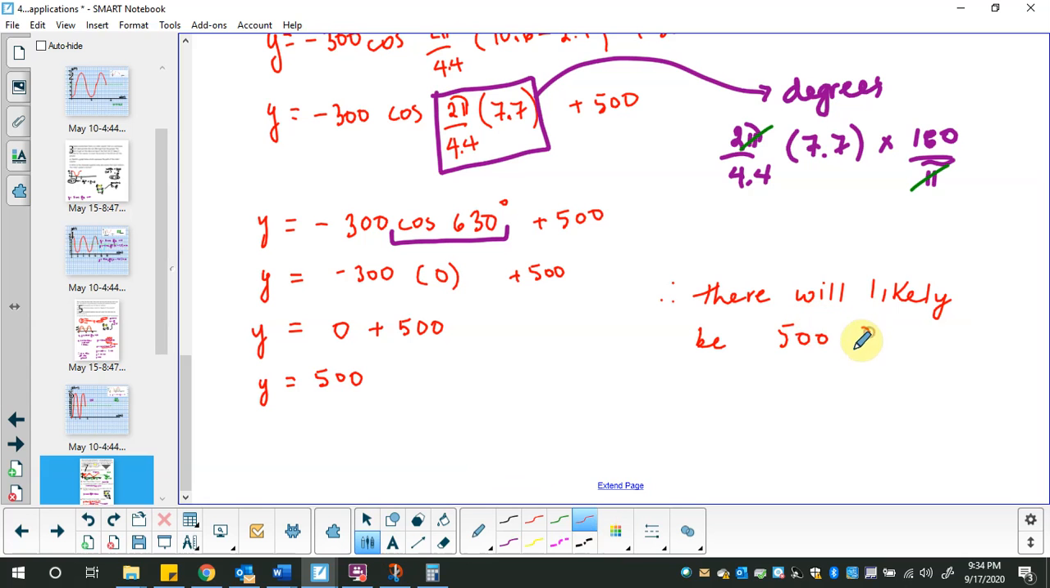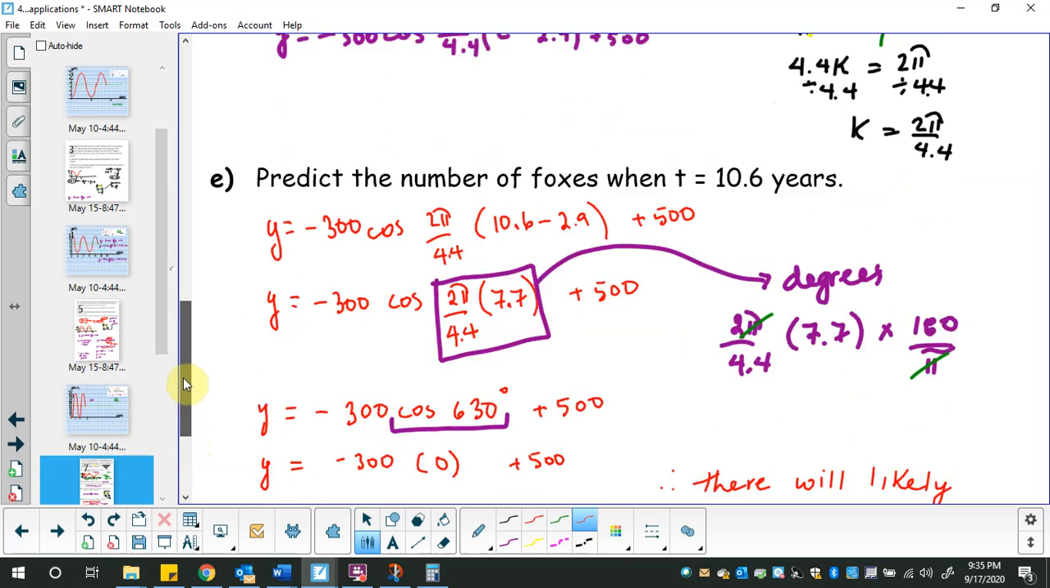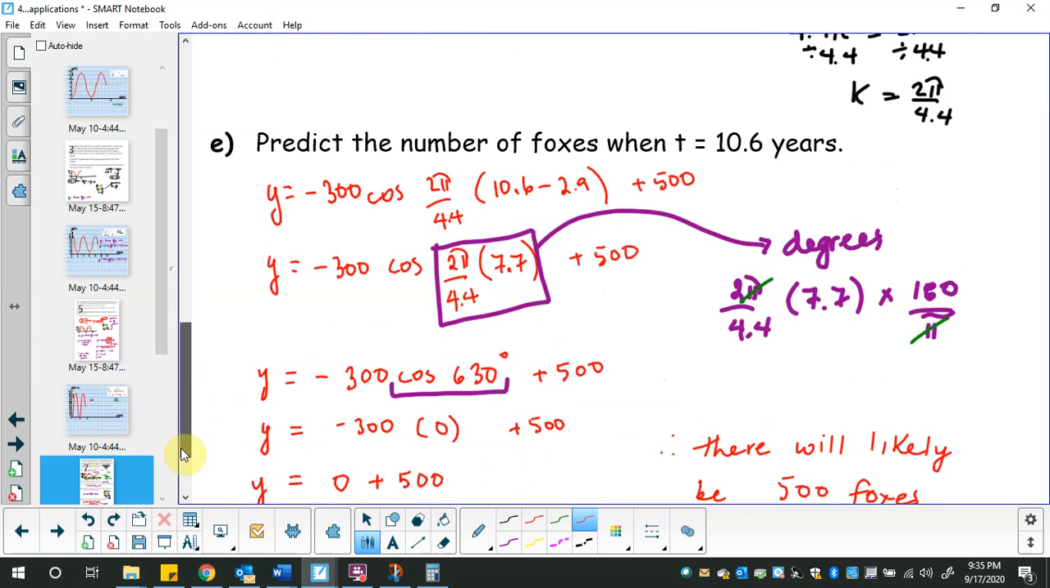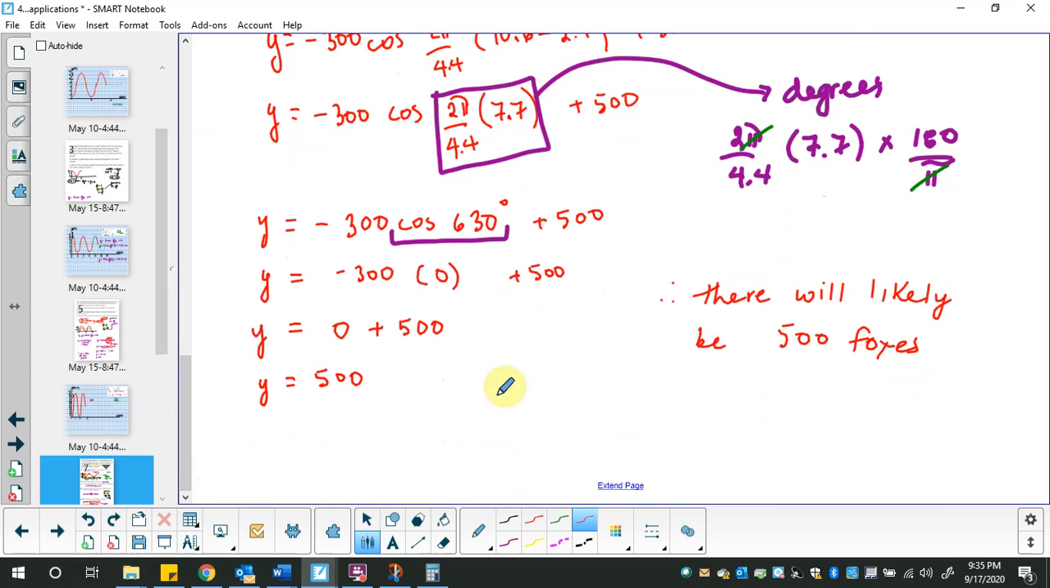500 foxes. So this is if this model works, as in if this formula works and there isn't some massive fox disease that wipes out a bunch, or maybe there are a lot of baby foxes one year and doesn't take the population out of whack. So this is why we call that a prediction using the formula. And as you can see, there was no need to do any graphing. I did a doodle.